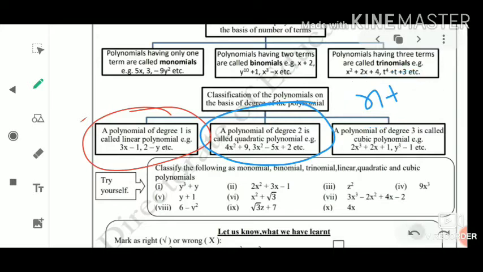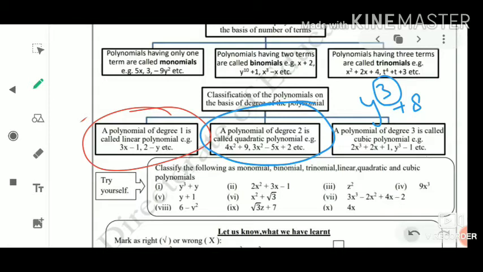And when we have ax square plus 1, it is called a quadratic polynomial. And when we have a 3 degree, let's suppose we have y cube plus 8, I'm talking about the degree on the algebraic expression. So it is called a cubic polynomial. 1 degree is called linear, 2 degree is called quadratic, and 3 degree is called cubic.